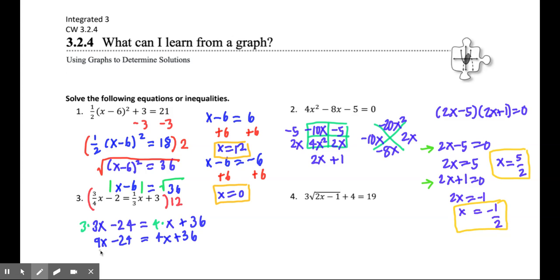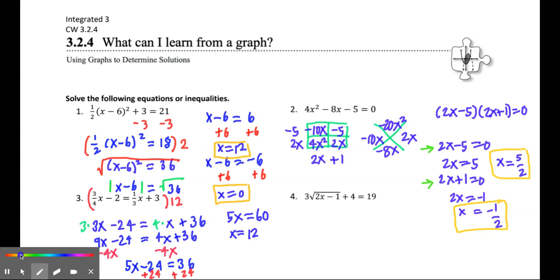And then you subtract 4x from both sides, and you get 5x minus 24 equals 36. Then you add 24 to both sides, and you get 5x equals 60. And then you divide by 5, and you get your answer, x equals 12.